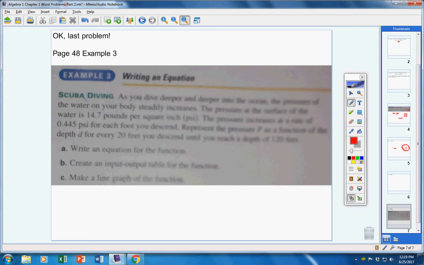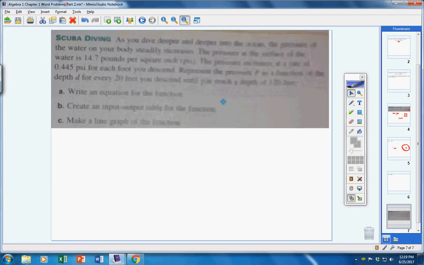As you dive deeper and deeper into the ocean, the pressure of the water on your body steadily increases, okay? If you've been swimming before, you know that, okay?